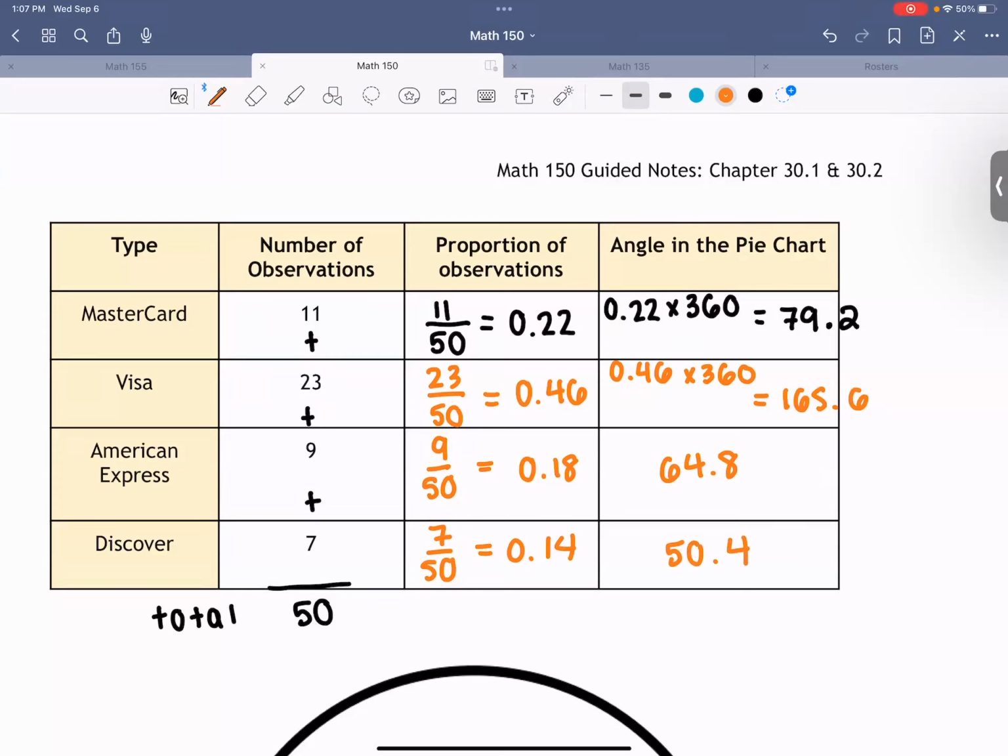Okay. I think the hardest part in this class is actually coming up with the pie chart itself. And this is where things get a little tricky. Okay. And before we do that, I'm going to explain to you something that we use to create a pie chart. Everyone heard of a protractor?